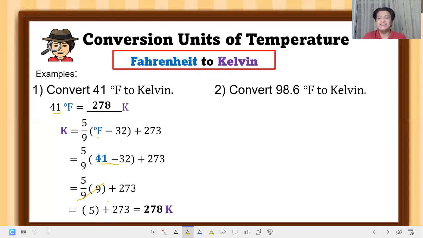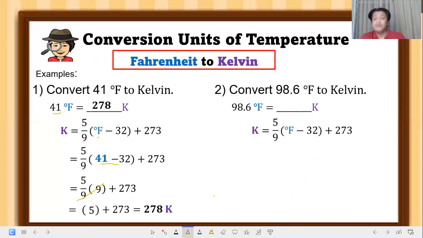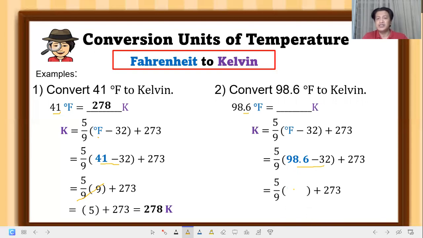Convert 98.6 degree Fahrenheit to Kelvin. So, i-rewrite lang muna natin yung given and then you are going to write the formula. Importante, yung formula na ginagamit natin ay yung tama para makuha natin yung tamang sagot. And then you are going to replace or substitute the given 98.6 doon sa formula natin, which is the Fahrenheit. Okay, tsaka mo unahin yung subtract mo yung nasa parenthesis. So what is 98.6 minus 32? Yan ilalagay natin sa parenthesis.